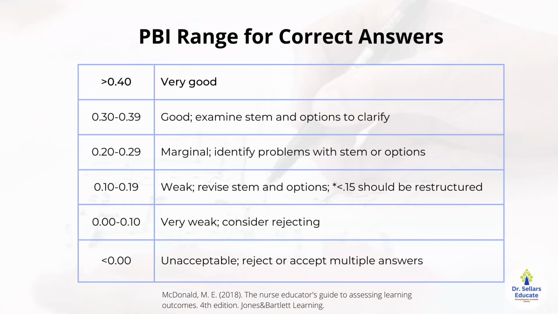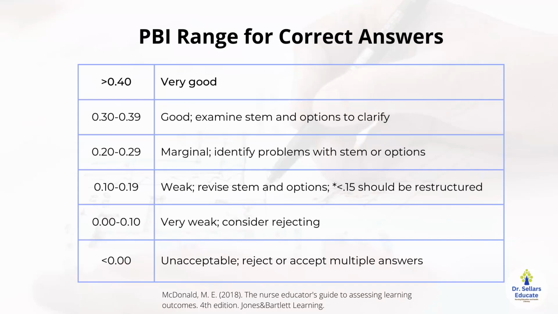The PBI range for correct answers. Remember that PBI really is about our ability to discriminate, right, to separate our high-performing students from our weak-performing students. And that's what that point biserial index really gives us a story about. Our goal is that our students that are most knowledgeable about the exam content, so our high-performing students, are going to perform better on the exam questions and choosing the correct answer more often than our low-scoring students.